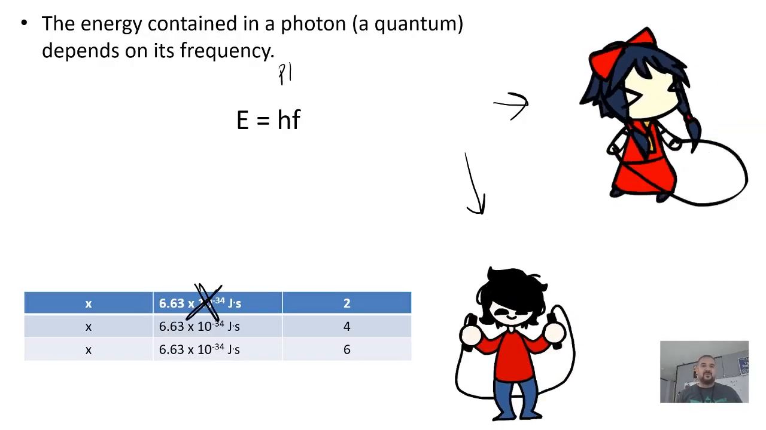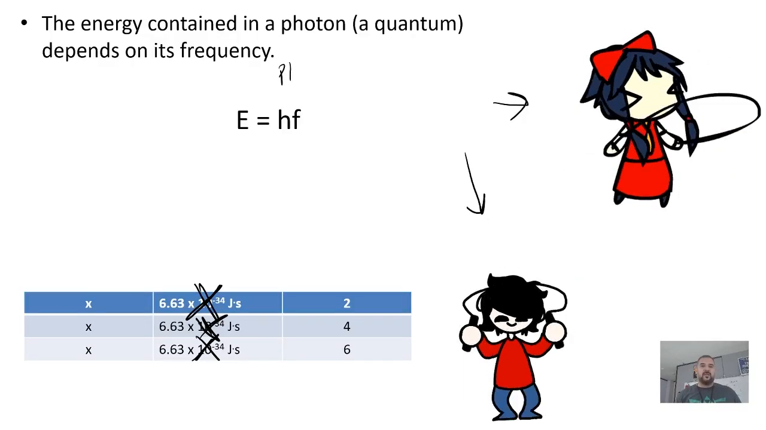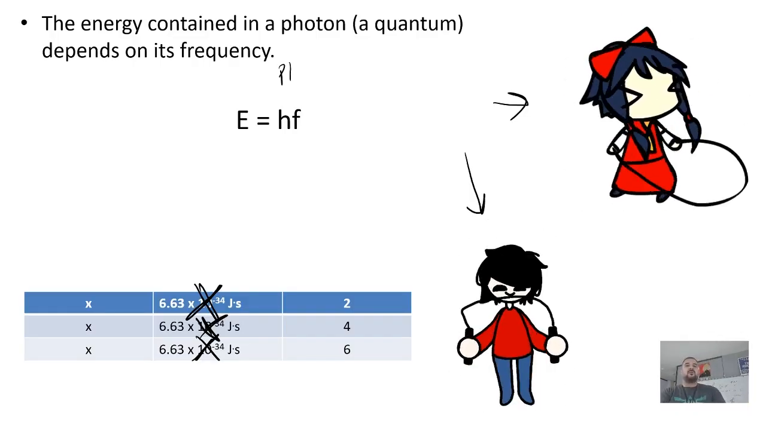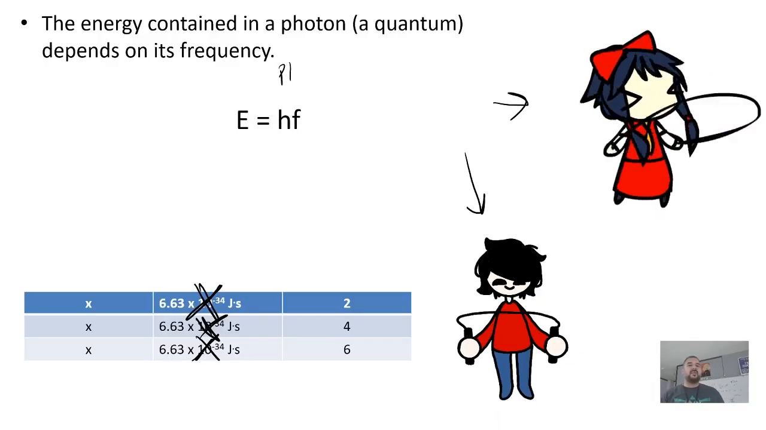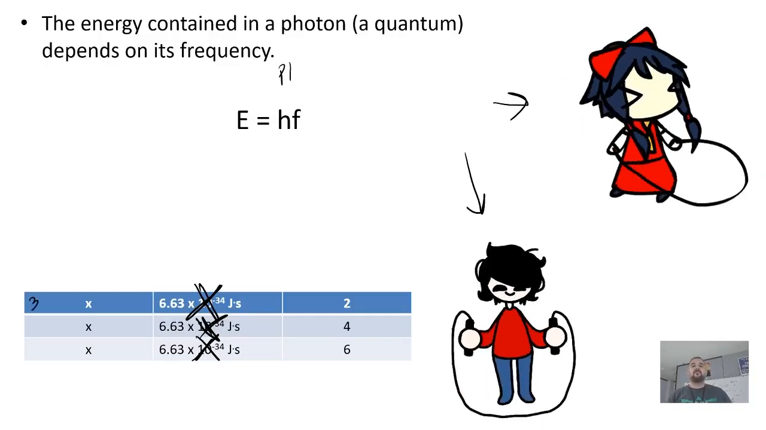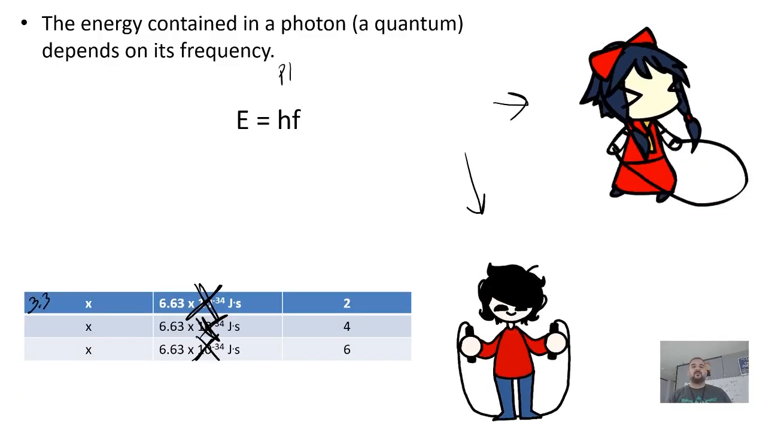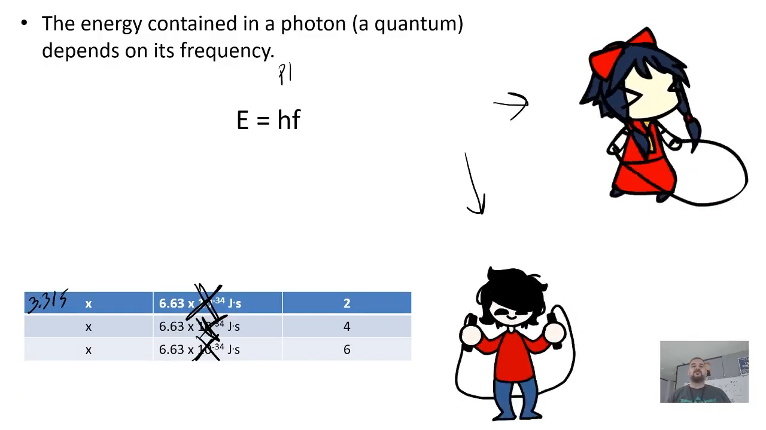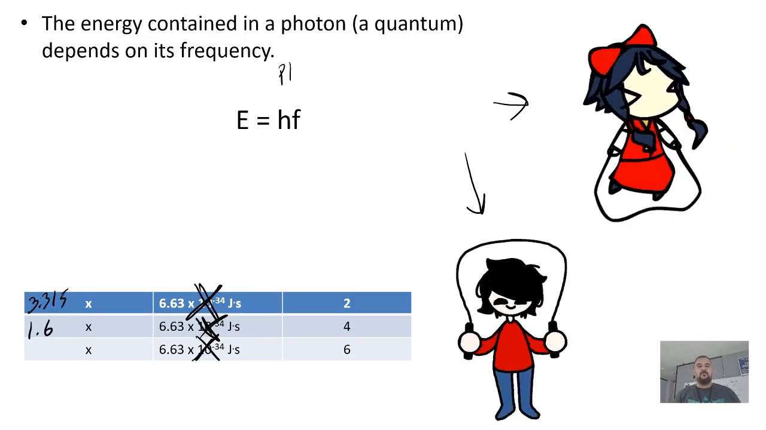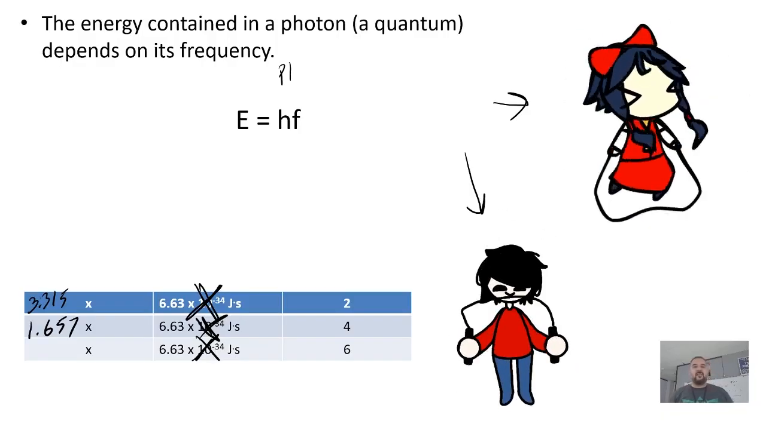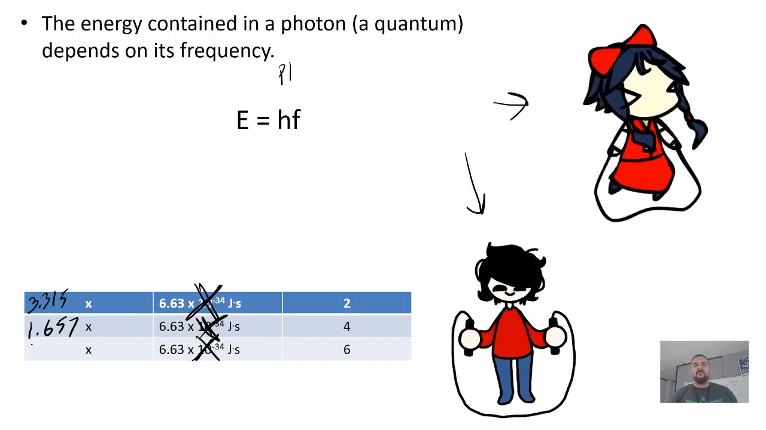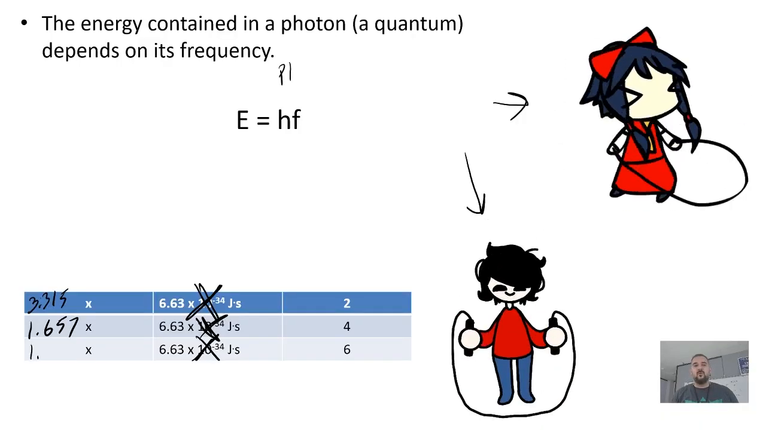So you don't have to put in times 10 to the power of minus 34. We can ignore this part. Let's just do 6.63 divided by 2. So we're dividing by a frequency of 2. What is our energy going to be in that scenario? 3.315. What about 6.63 divided by 4? 1.657. And then the last one. 1.105.